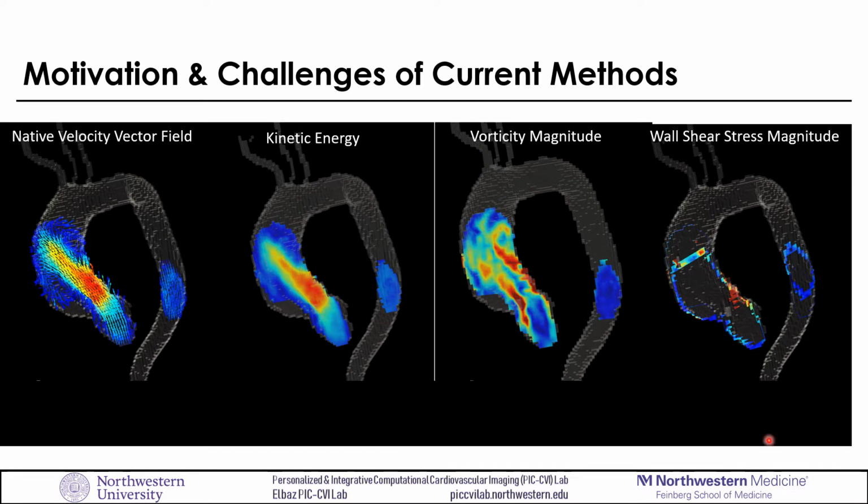For example, as we can see here, kinetic energy would capture the flow jet that we see on the velocity field. However, it will not be able to capture the vorticity, or the vortex flow. Vorticity would be vice versa. It captures the vorticity, but not the jet. Wall shear stress will capture the forces on the wall, but not what's happening within the aorta. Therefore, none of these methods are able to capture that complex spectrum of flow changes.